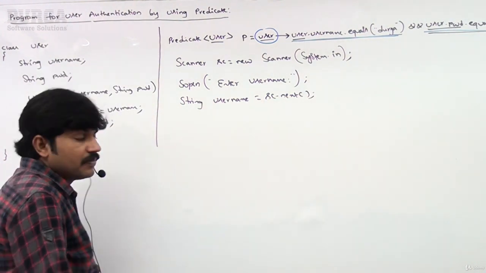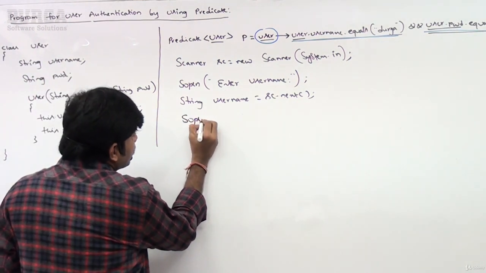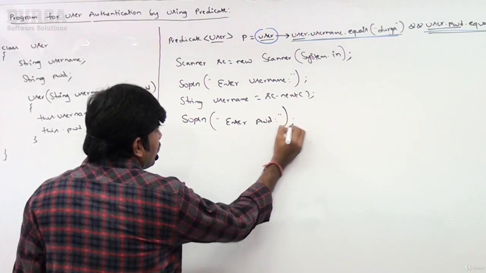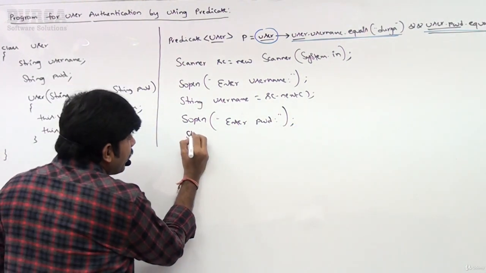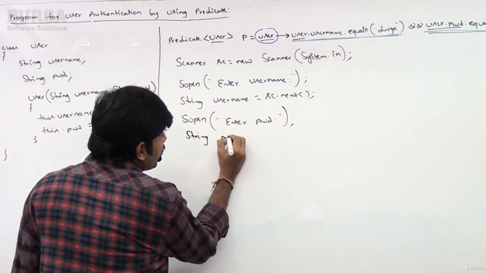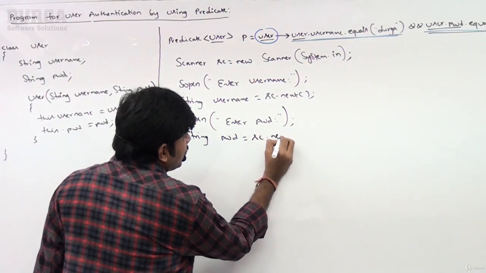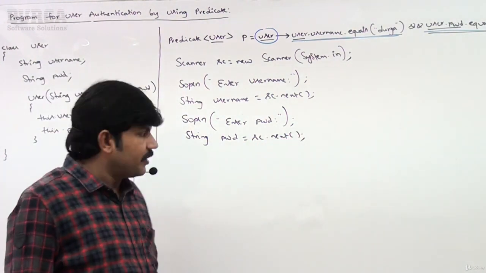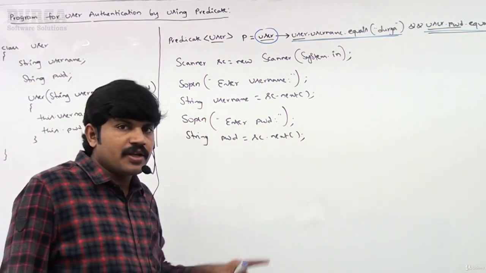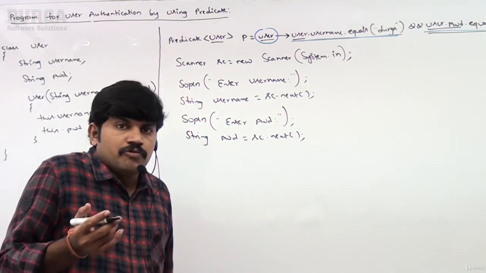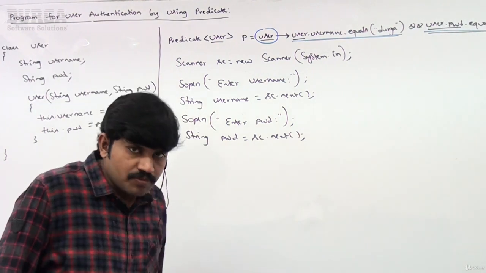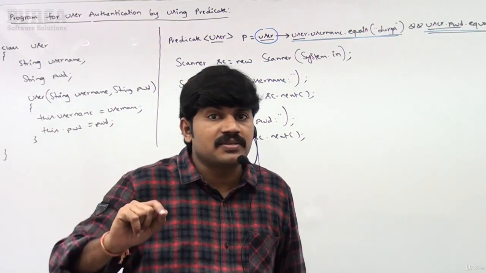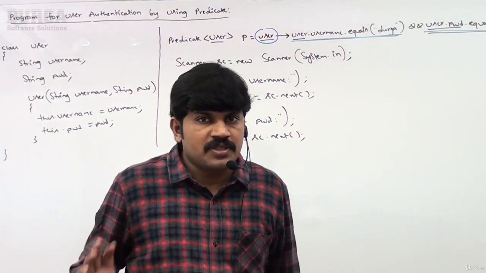Now I got the username. Similarly, I can ask, enter password. Now string password is equal to sc.next. Now the password is also ready. Sir, once the end user has entered the username and password, with that create a user object, so that you can pass that user object to the predicate as the argument, which is going to check whether this person is valid or not.